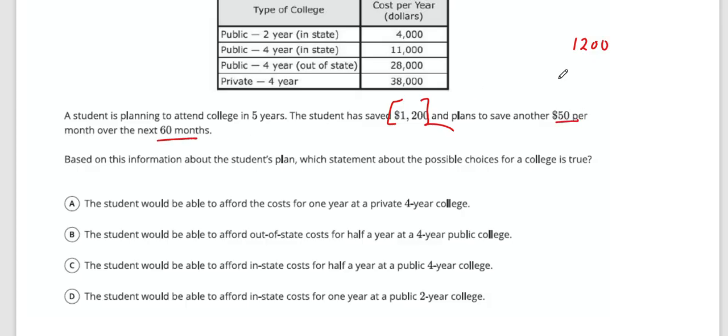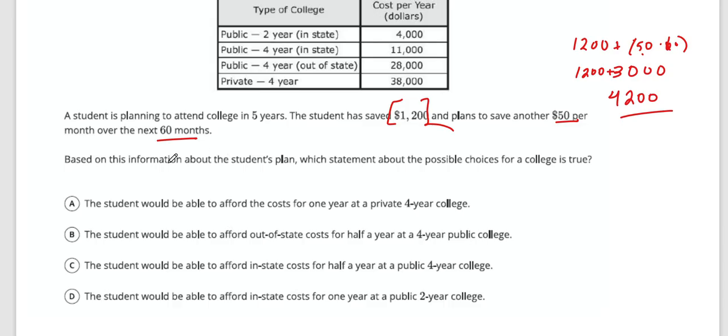Okay, so I'm just going to get the calculator over here, and we're going to do that plus the 50 times 60. We can actually do this in our head. 6 times 5 is what? 30. 6 times 5 is 30, and 0, 0. He's going to save an additional $3,000, and he has already 1,200. So basically, he has $4,200.